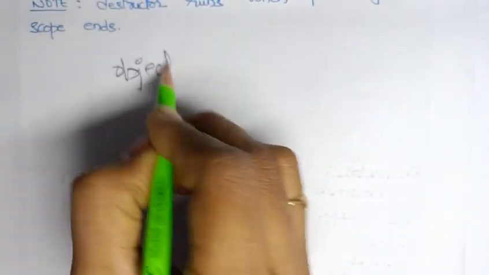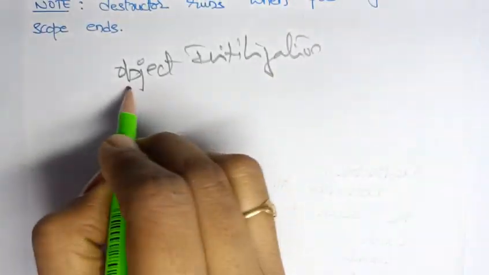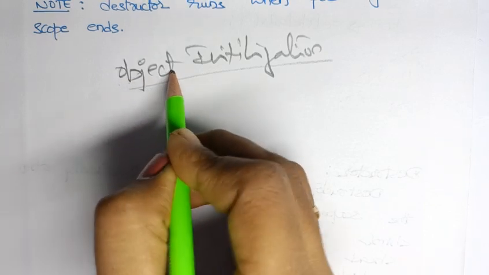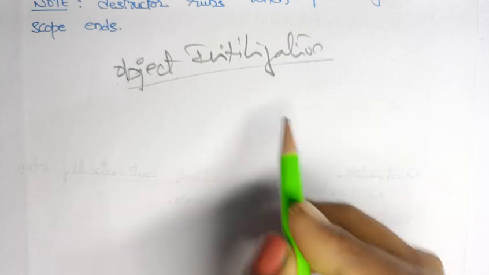What do you mean by object initialization? Whenever we create an object for the class, it is called instantiation.